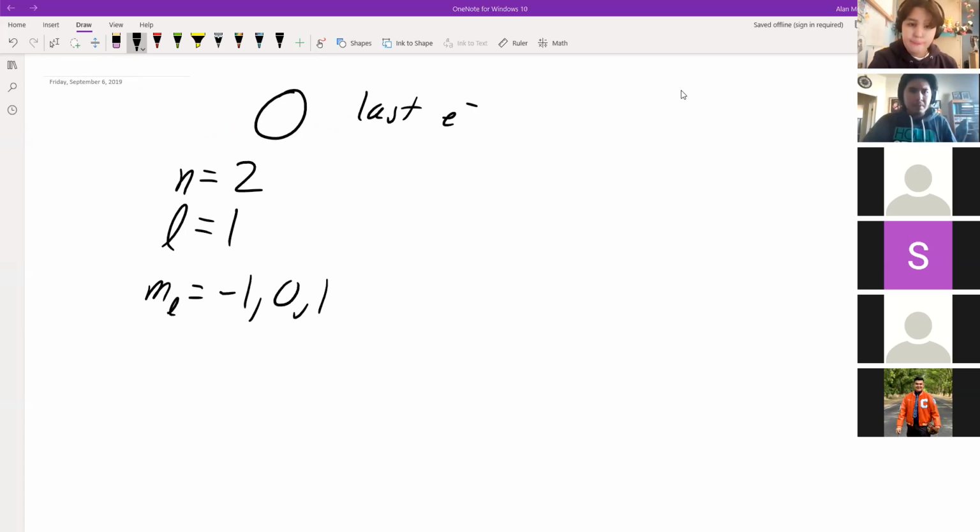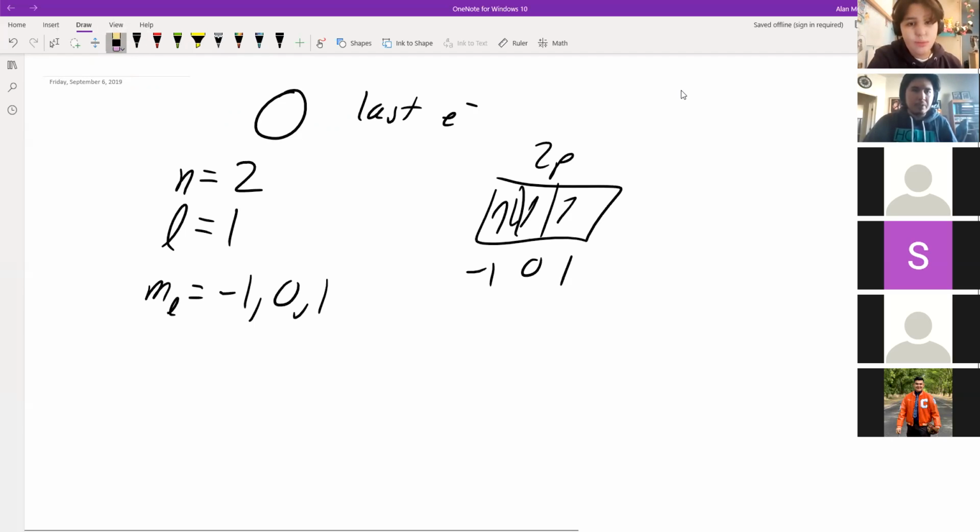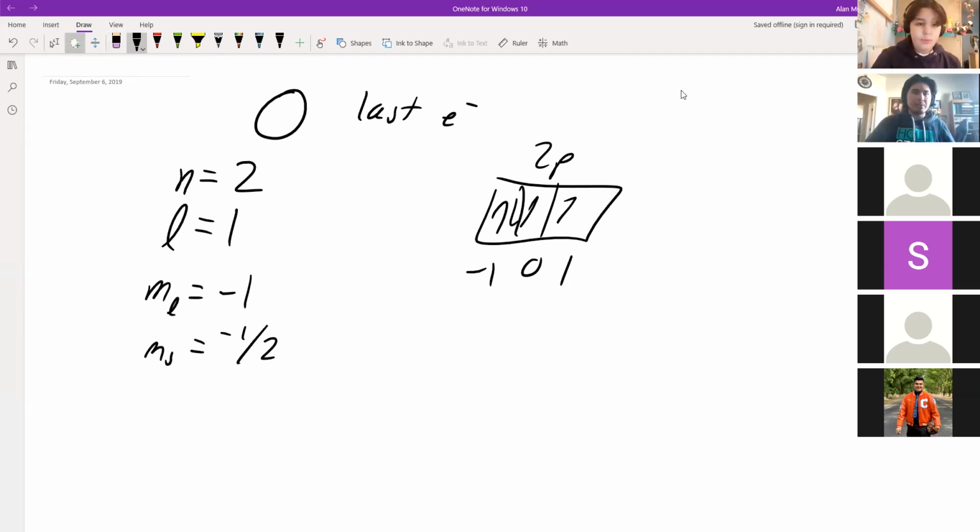So here we have our little box, which is in 2p, and we know that it has 4 electrons: 1, 2, 3, 4. Just like sulfur, it's the same thing. It's in -1, right? Since it's pointing downward, we have our ms equal to -1/2, right? So that's how you get the gist of quantum numbers.